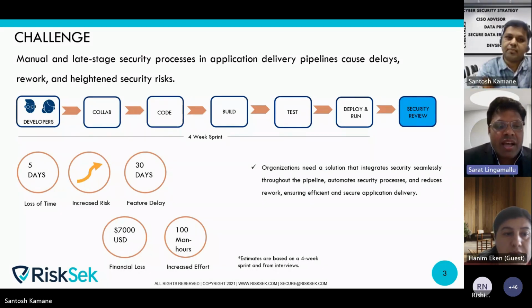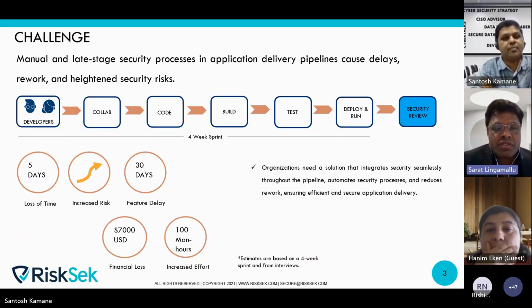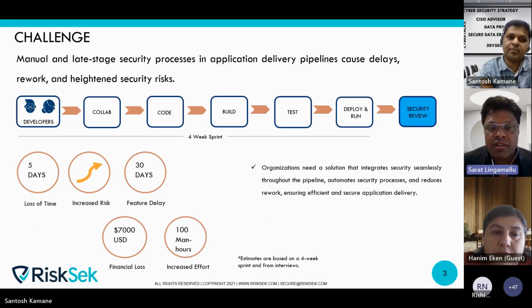So let's say you have this particular screen here, which is a traditional process where you have your developers. I'm not sure how many developers or security folks are in this group, but I'm guessing it's a mixed set of people. You have multiple areas like collaboration, code, building, testing, deploying, and run. If you take a 4-week sprint, 2 weeks normally go into the dev phase, and the other 2 weeks go into the deployment and testing phase, practically speaking. So it's pretty much 50% of the time developing, and 50% of the time testing and evaluating this.